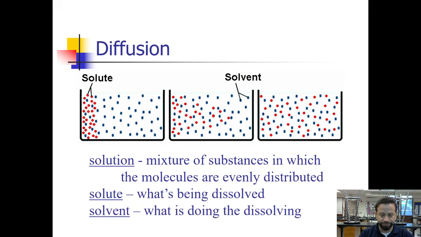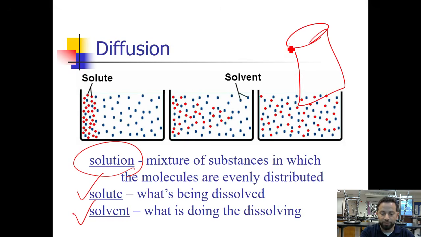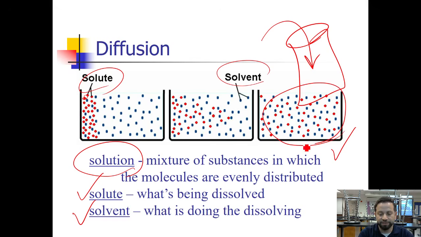Let's talk about diffusion. A few important things you need to know. Number 1, a solution is a mixture of substances in which the molecules are evenly distributed. We also need to know what a solute and a solvent are. A solute is what's being dissolved, and a solvent is what's doing the dissolving. For example, if I have a cup of water and I mix some sugar into it, the water is the solvent and the sugar is the solute. In this picture, the red is the solute and the blue is the solvent. In this last picture we have a solution, because notice how they're evenly distributed.